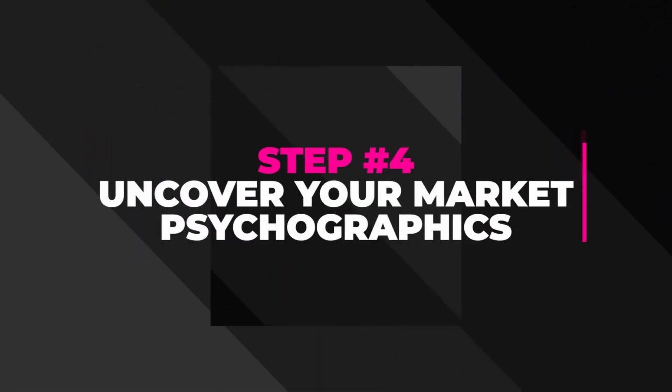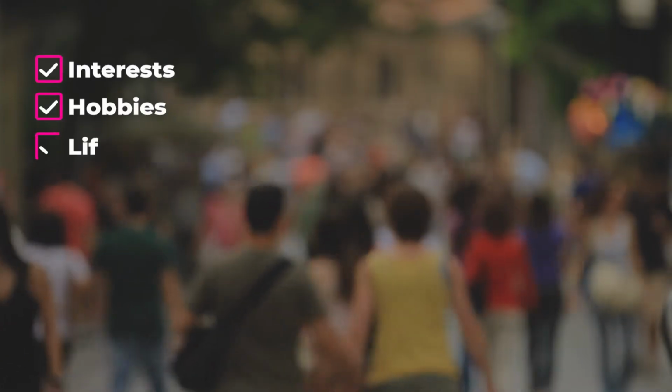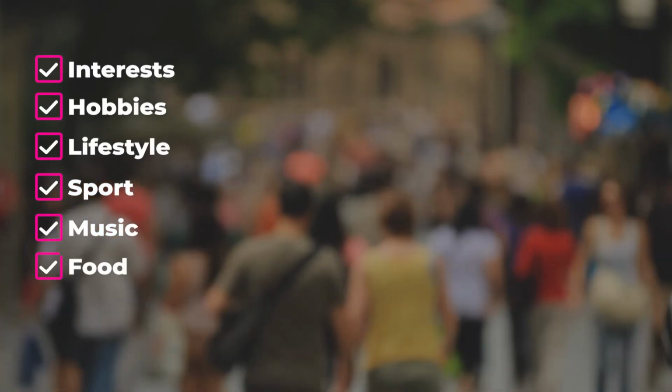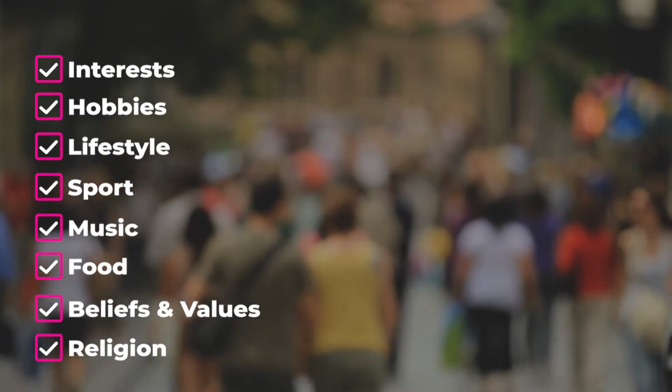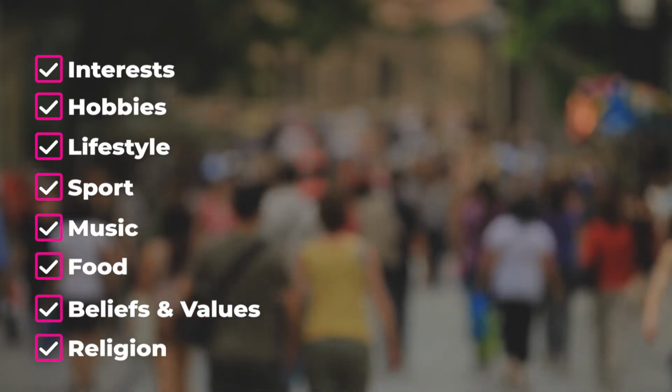Step number 4, uncover your market's psychographics. While demographics paint a picture of the situation and circumstances of your audience's lives, psychographic detail goes a lot deeper into who they are as people. Psychographics outline the behaviors and preferences of your audience and give you your first insight into their mind. Psychographic information can include interests, hobbies, lifestyles, sports, music, food, beliefs, values, religion. And after extracting this information about your audience, you'll have a much deeper insight into their core desires and the characteristics that they're attracted to.